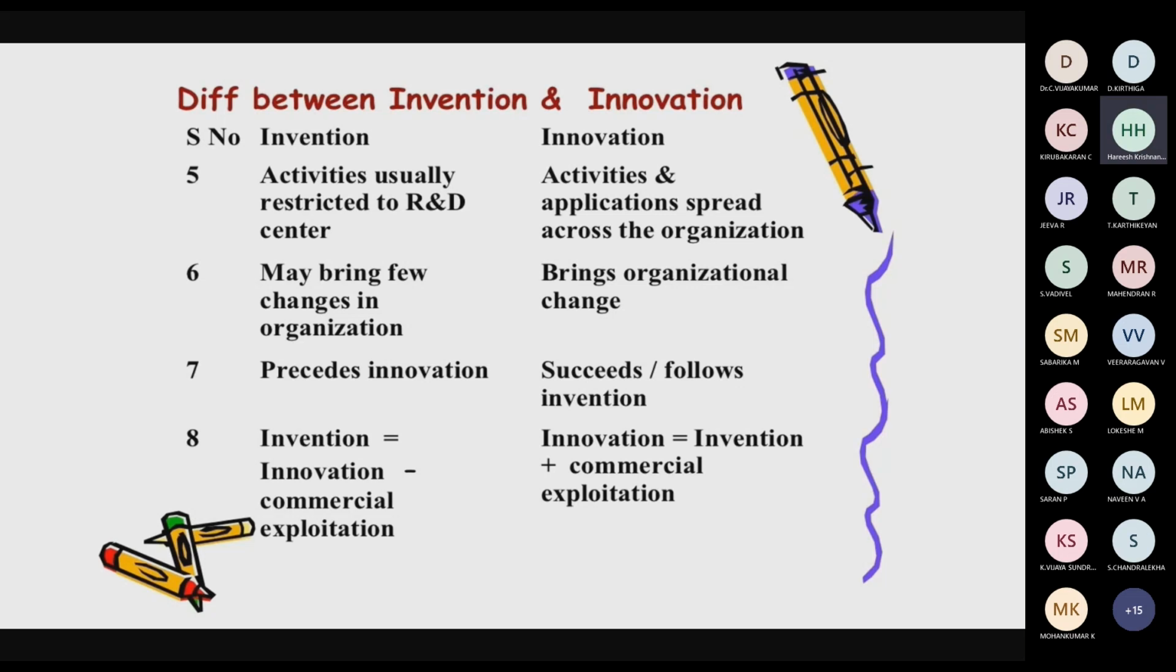And the next point is that the first step is always invention. It proceeds first as invention, and only then does innovation happen. So innovation follows or succeeds the invention. And next, an invention remains an invention when it does not consider any commercial exploitation. If we consider the commercial exploitation, then it will become innovation.